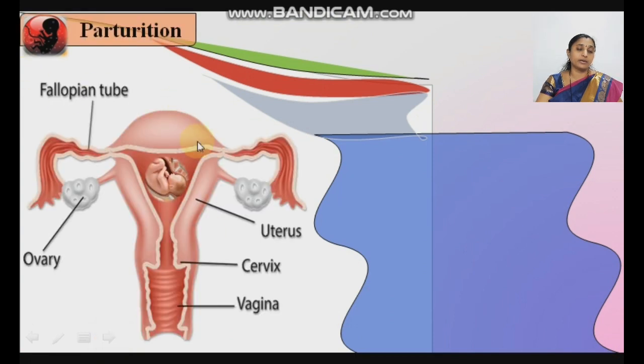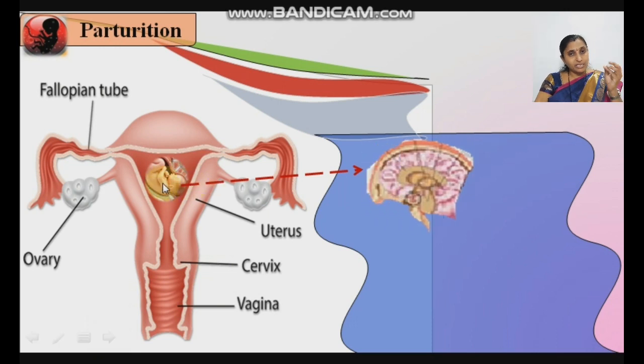This is the female reproductive system, here is the baby, which is implanted in the fundus region of the uterus. What is the location of implantation? Fundus region, posterior superior wall. Implantation takes place on the posterior superior wall. See here, when the fetus is fully developed, the baby gives a signal to its own pituitary gland.